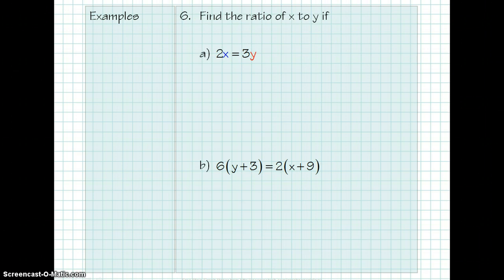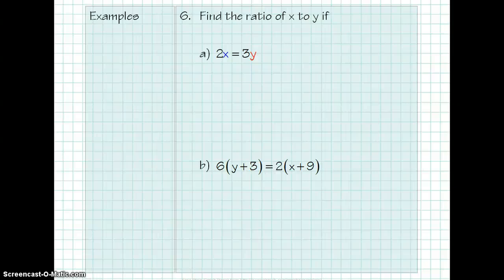Okay, find the ratio of x to y for these two problems. Now, this is a little bit different because we're not going to come up necessarily with a number. We're trying to put a ratio of x to y. Instead of solving for x or anything like that, we're going to end up with x over y on one side of the equation and then some number or expression on the other side of the equation.